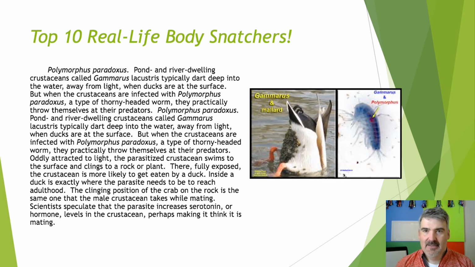Polymorphous paradoxus. Pond and river dwelling crustaceans called Gammarus lacustris typically dart deep into the water, away from the light when ducks are at the surface. But when the crustaceans are infected with polymorphous paradoxus, a type of thorny-headed worm, they practically throw themselves at their predators. So this parasitic relationship involves a thorny-headed worm and a crustacean.